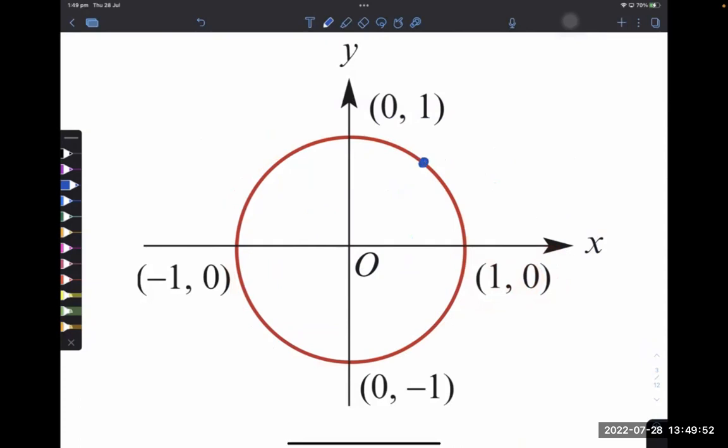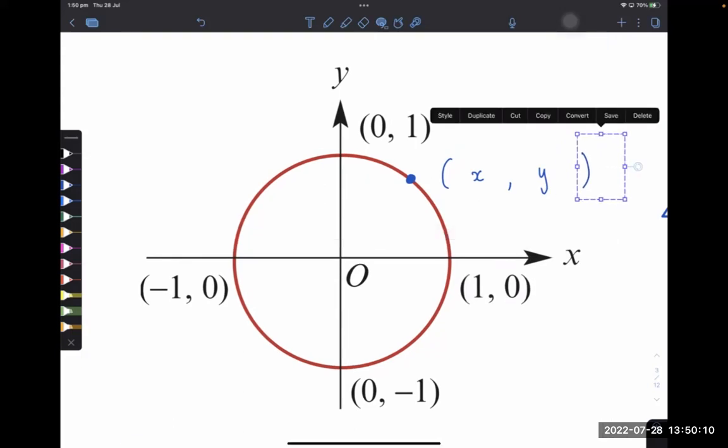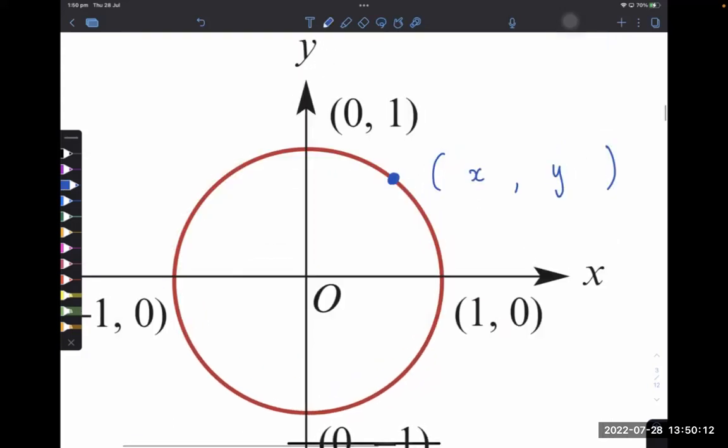Right? How can I find this so I can write this as X and Y? How can I write that as a coordinate? Well, we can't measure that exactly. It's going to be some decimal places, right? But what we can do is introduce something else and start measuring the angle.